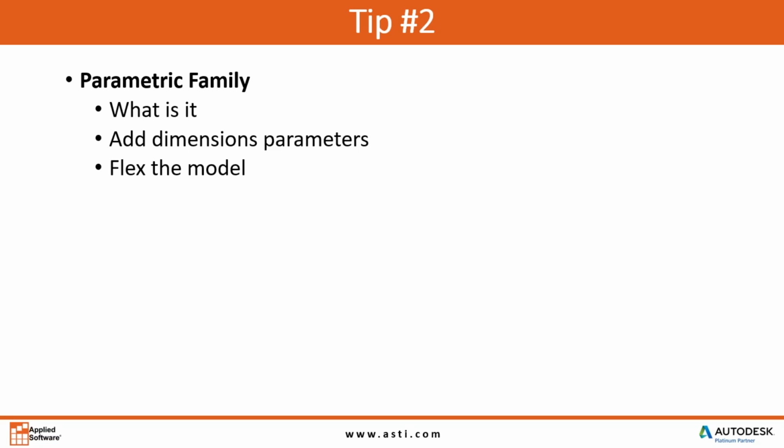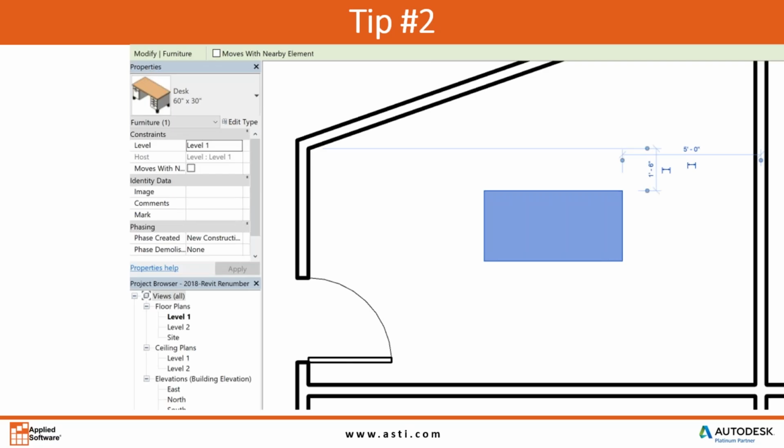But basically, I want to talk about what it is, adding some dimensional parameters, which is going to really define the parametric piece, and then what we call flexing the model. Some people miss that step and then don't know why it is not working. So, for example, in a family, the parametric really means it has some sizes that it can change to. There's parameters to adjust the size.